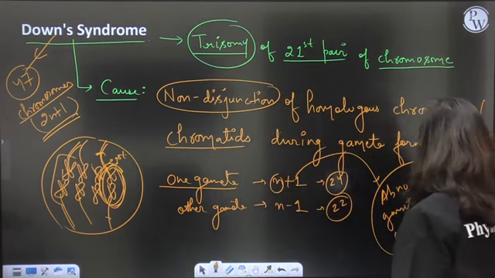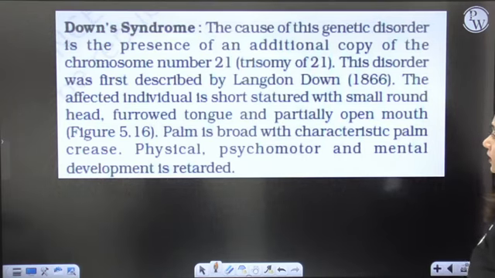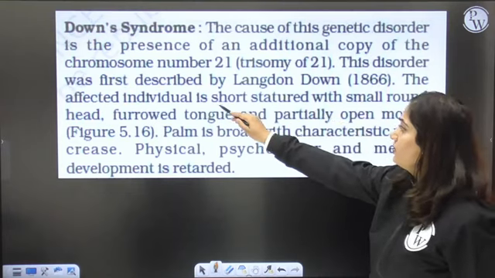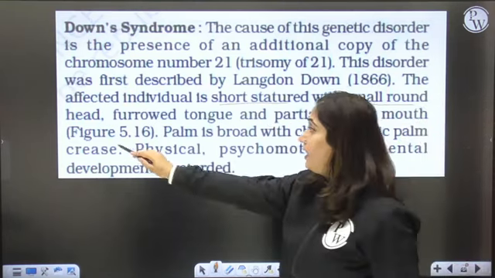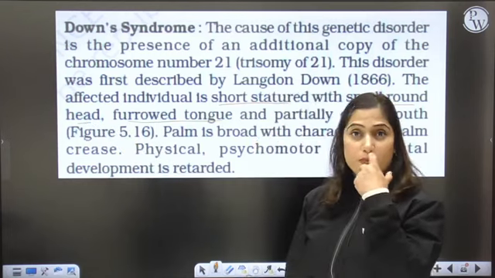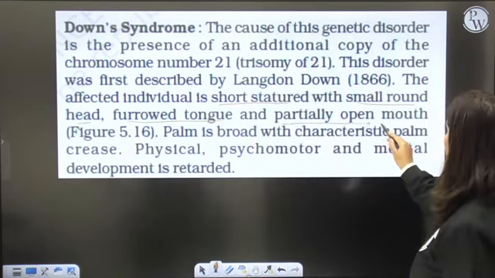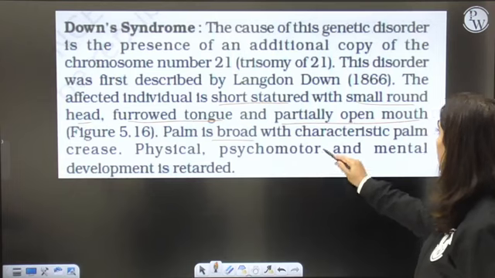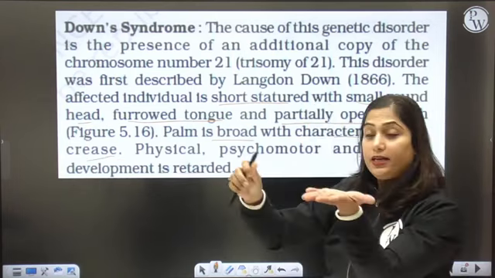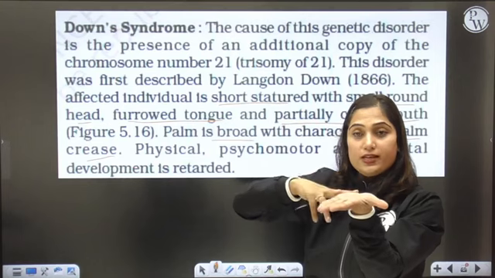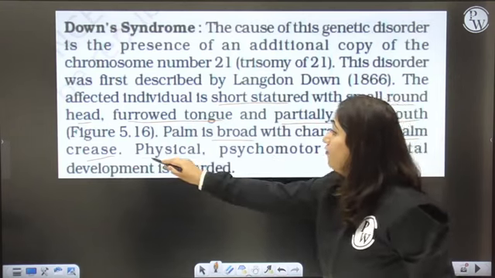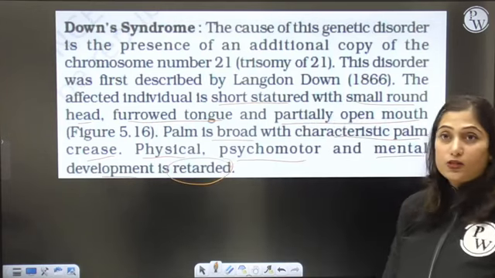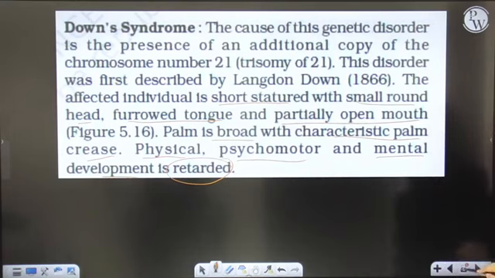Okay. Now, these are some symptoms of Down syndrome. The affected individual has short stature, a small round head, a furrowed tongue, that means there is some depression in the tongue, a partially open mouth, the mouth is always partially open, and a broad palm with a characteristic palm crease in the middle, which divides the palm into two equal halves, and physical, psychomotor and mental development is retarded. All sorts of developments are retarded.